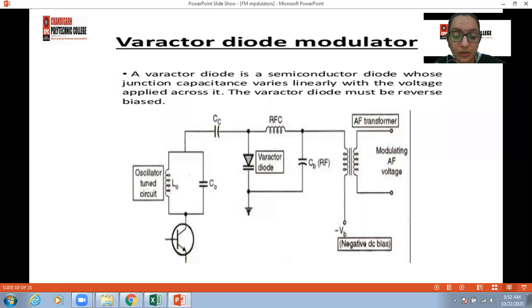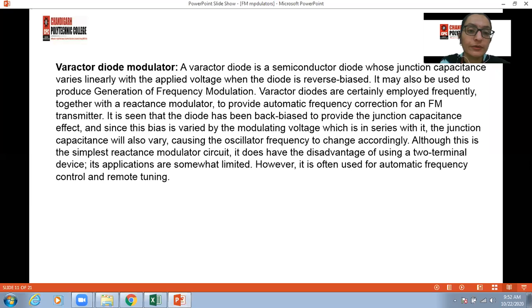The internal capacitor, that is CD, of the Varactor diode comes in parallel with the resonant circuit LC, and therefore the total capacitance will be C plus CD, where C0, as mentioned on your screen, is a fixed diode capacitance and delta C is the range in which capacitance will be changed by the modulating signal. So this is all about the Varactor diode modulator.